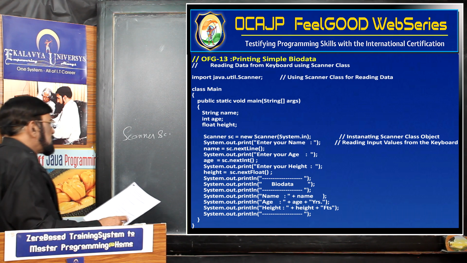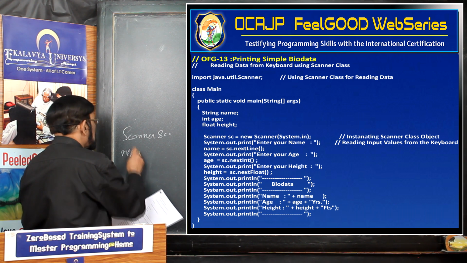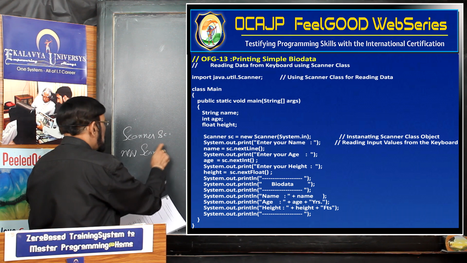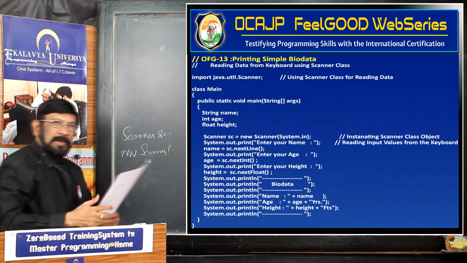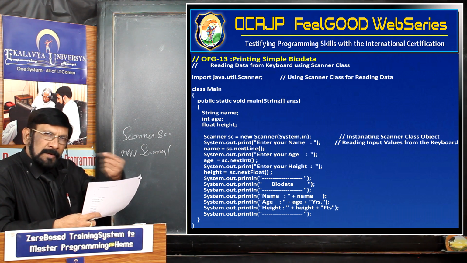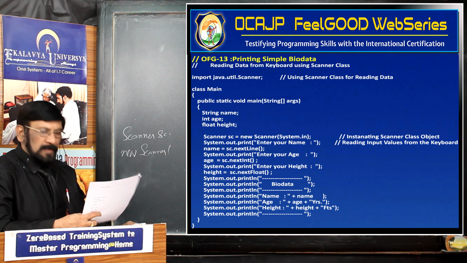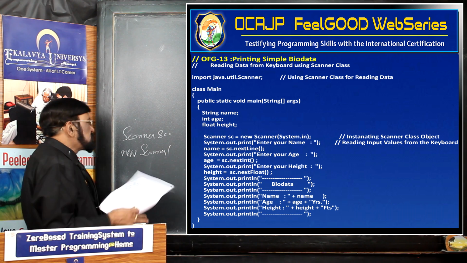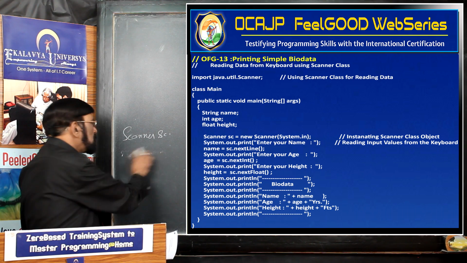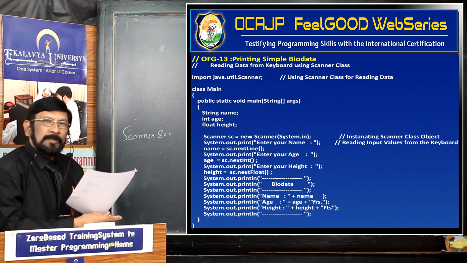Then new, the same way, new Scanner. What input do you have to give? Scanner class deals with input data, the input stream. That's why System.in we are giving as input. However, the sc object we have created, so via the sc object only we can read data.